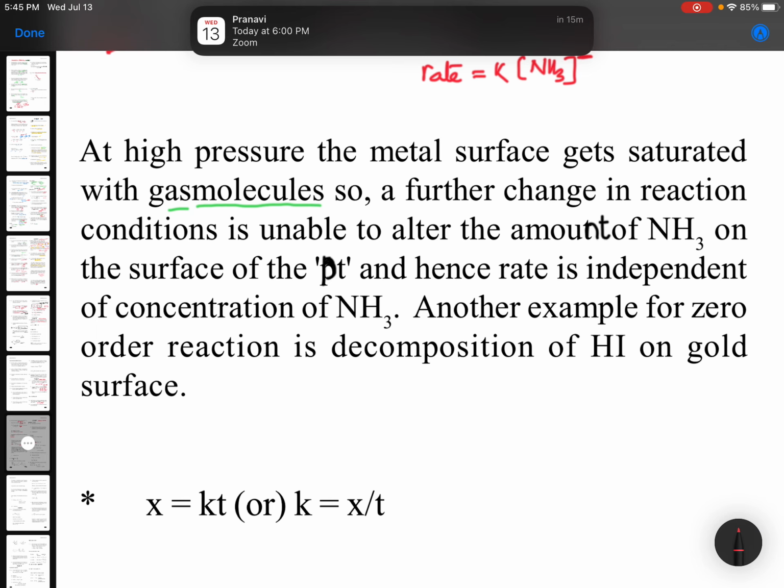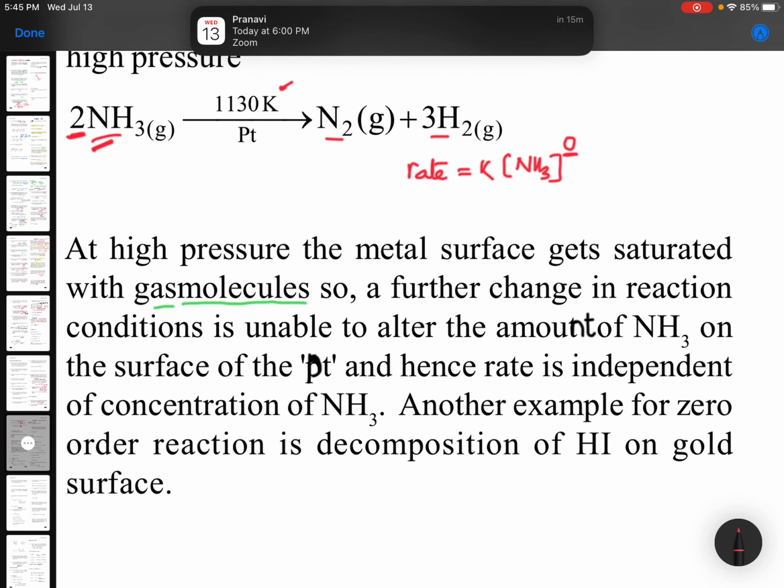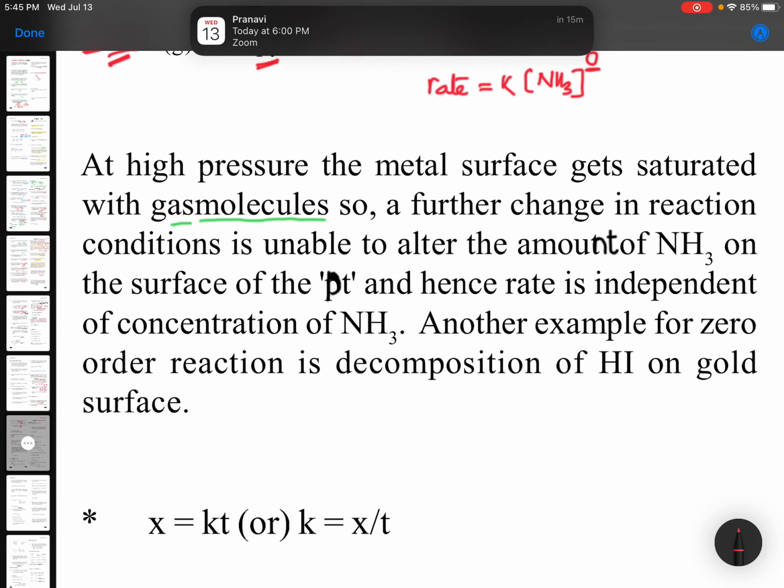At high pressure, the metal surface gets saturated with gas molecules. So a further change in reaction conditions is unable to alter the amount of ammonia on the surface of the platinum, and hence rate is independent of concentration of ammonia. Got it? So this platinum surface will be having some particular number of ammonia molecules. Even if you are changing the concentration, it can't increase the concentration of ammonia on its surface. So it depends only on the number of molecules present on the surface of the platinum. That's why it is going to be constant.